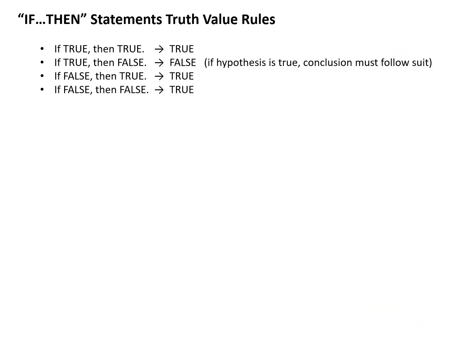So just to repeat, if the if part is true and the then part is true, then you have a true statement. If the if part is true and the then part is false, that's when you have a false statement. In an if-then, if the hypothesis is true, then the conclusion must follow suit. So if the hypothesis is true, the conclusion must also be true, or the statement is false. Now, if you have a false hypothesis to begin with, you will always get a true statement. So if you start false, then anything can happen, and we just say that the whole statement is true.